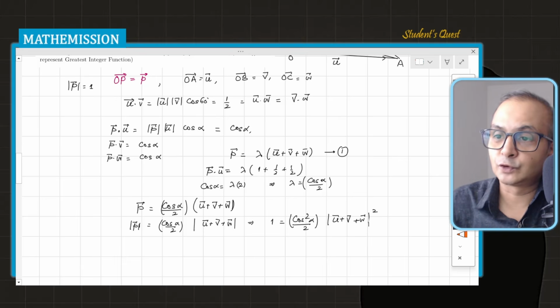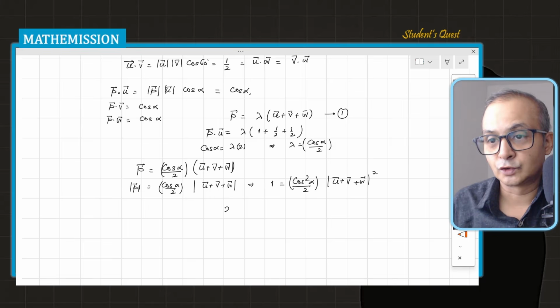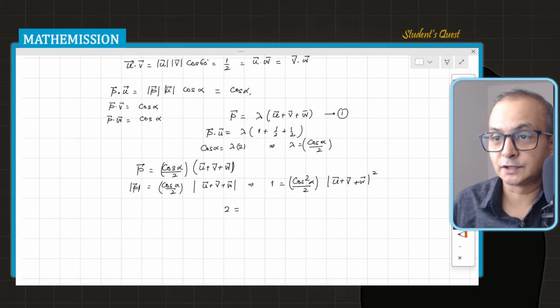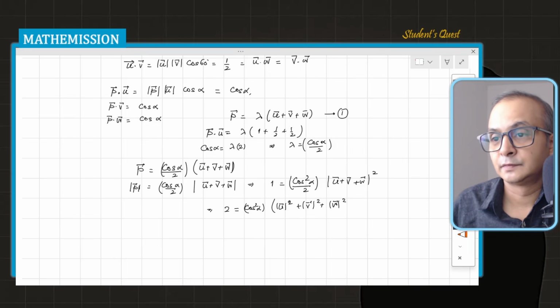And you notice that to find U plus V plus W mod square, there is no such big thing, because I can just rearrange everything, and here I can write twice of cosine square alpha. This is going to be mod of U square, mod of V square, mod of W square, then 2 U dot V, 2 V dot W, plus 2 U dot W. Even if you don't write it, you can directly calculate it mentally.